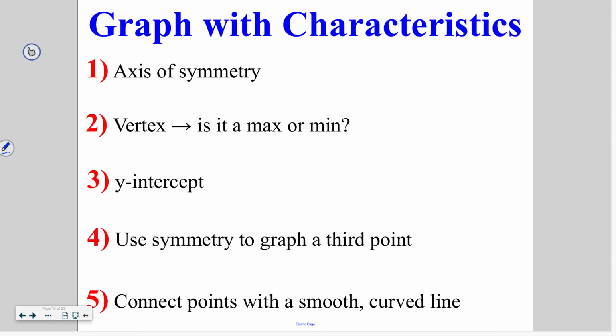Last thing we're going to do today is graph using these characteristics. So the first thing you graph is the axis of symmetry. Then you're going to graph the vertex. Make sure to know if it's a maximum or minimum so you know if your graph is going in the right direction. Graph the y-intercept, use symmetry, so use that axis of symmetry to graph the third point, and then the last part is to connect with the smooth line.